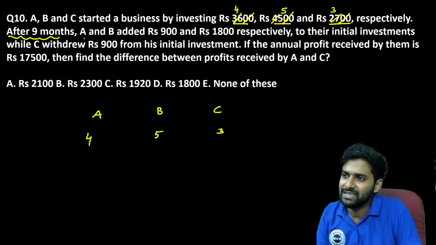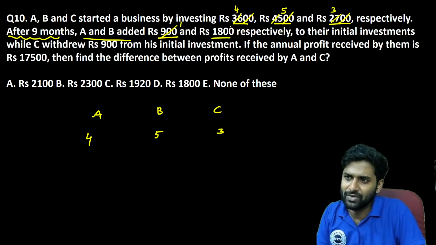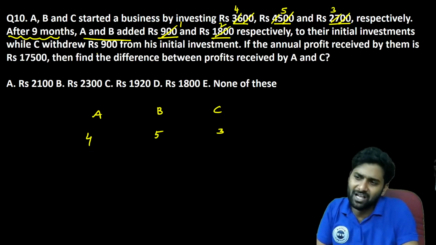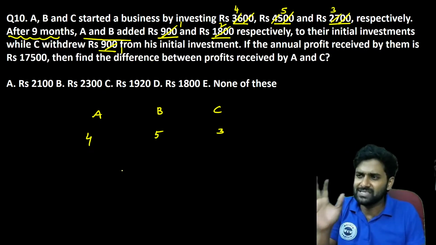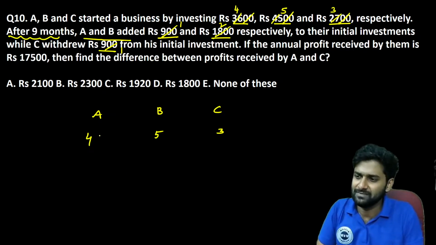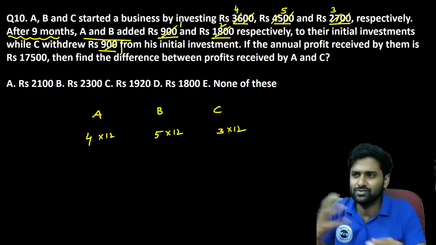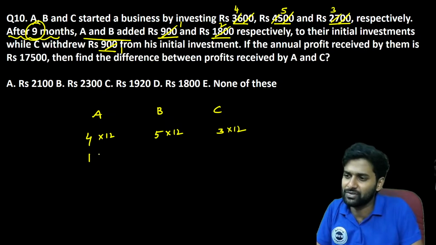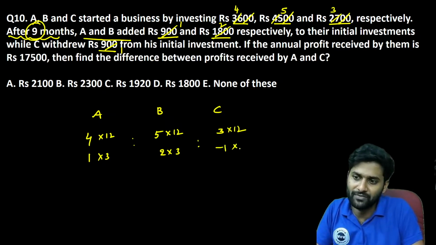After 9 months, A and B added 900 and 1800. Guys, here again it is 1 unit and here 2 units with their initial investment. And C also does some withdrawal. It's 1 unit from the initial investment. So there are changes in A, B, C. My suggestion, maintain all these values for 12 months. Now there is a change. What is the change? You can see A invested 1 unit after how many months? 9 months. So left with only 3 months, right? Next one, B invested 2 units for 3 months and C withdrew 1 unit for 3 months.